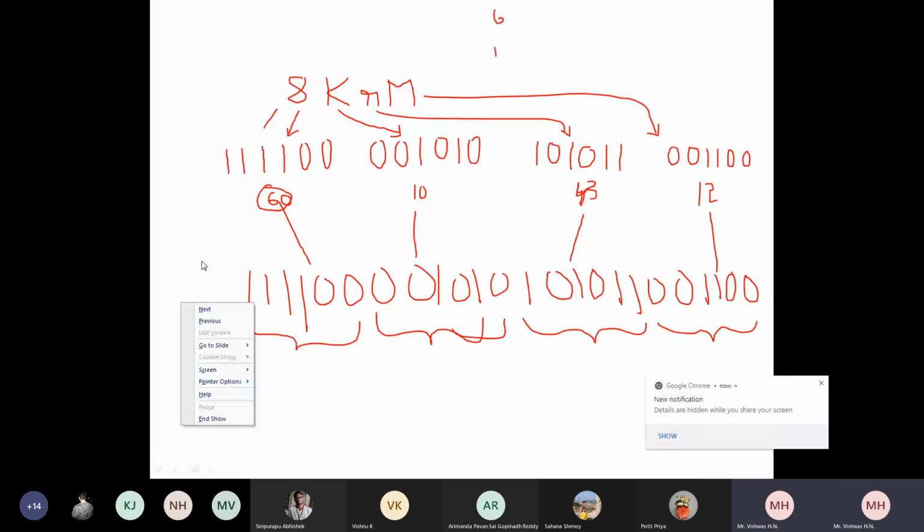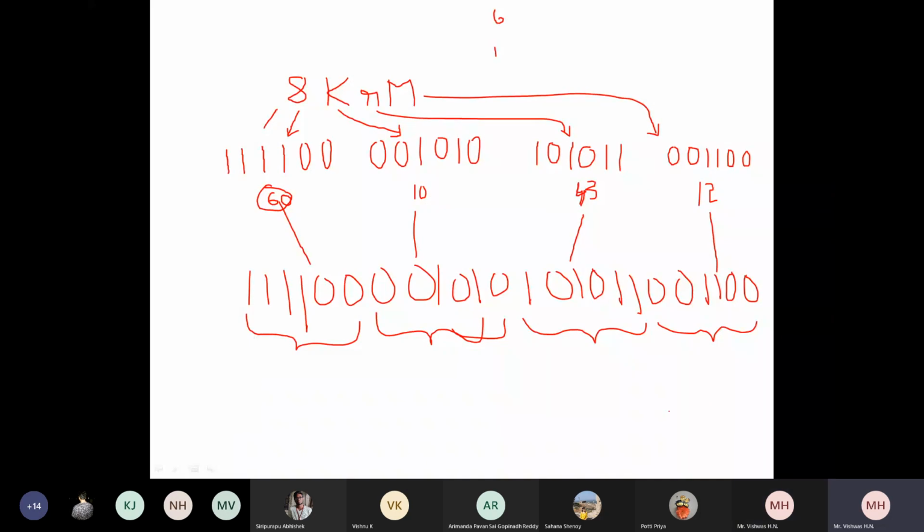Is that clear, students? Okay. So let us see one or two more examples in the next class. This is about radix 64 conversion, students. So hope it is clear to you. We'll meet in the next class.